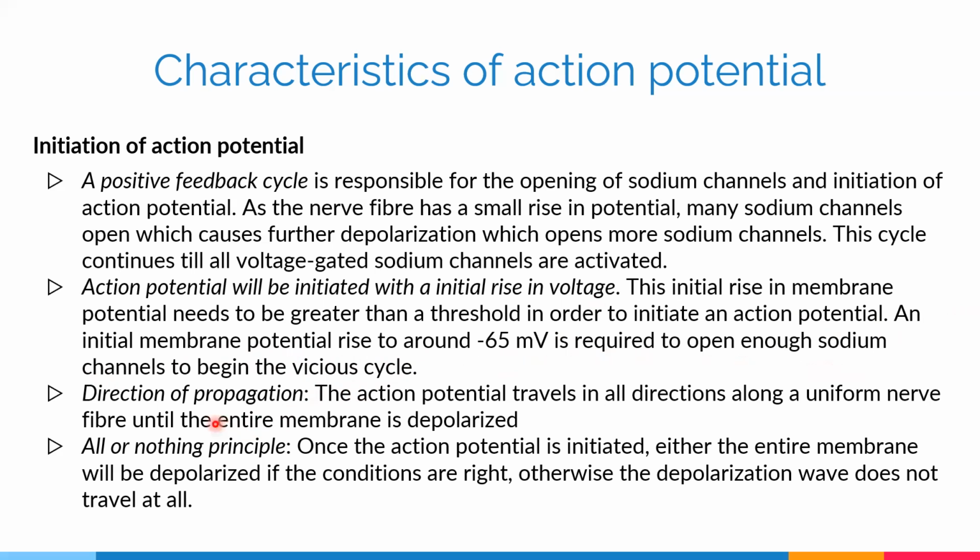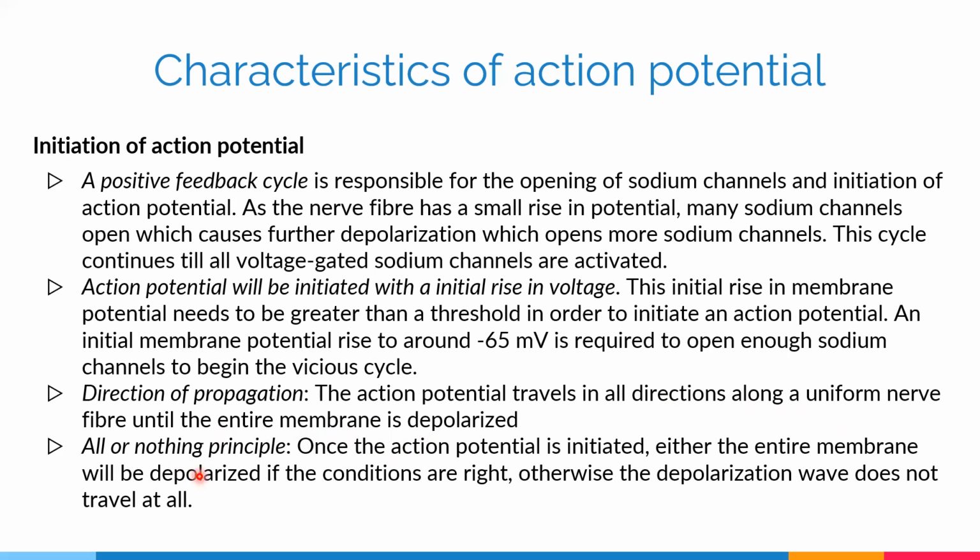Next, let us look at the direction of propagation. Action potential travels in all directions along a uniform nerve fiber until the entire membrane is depolarized. So if the nerve fiber is uniform, the action potential will travel in all directions uniformly.